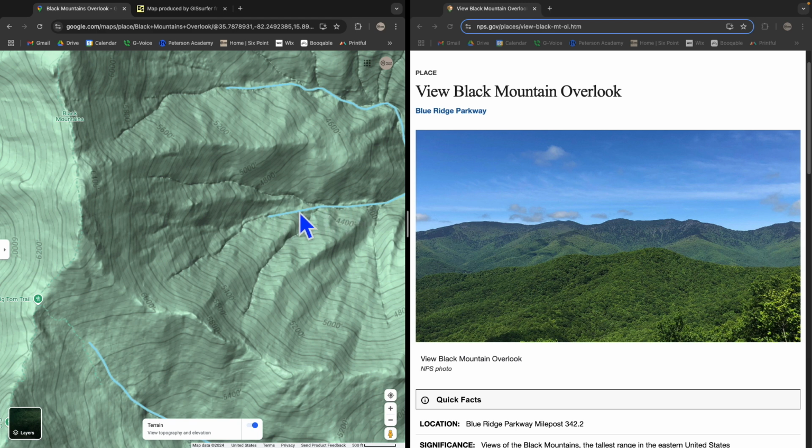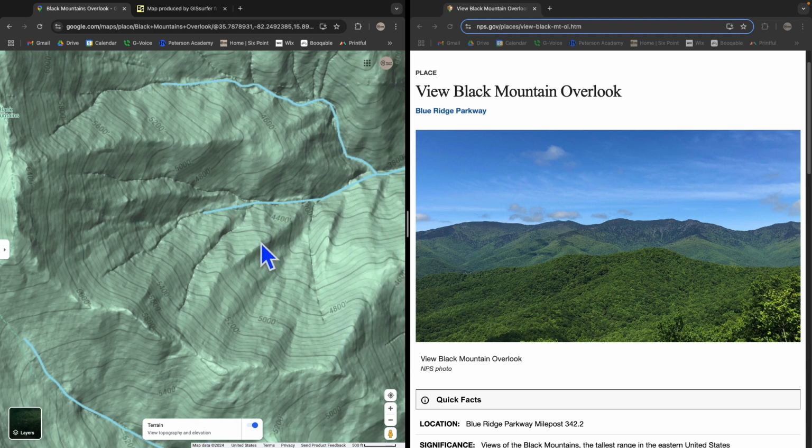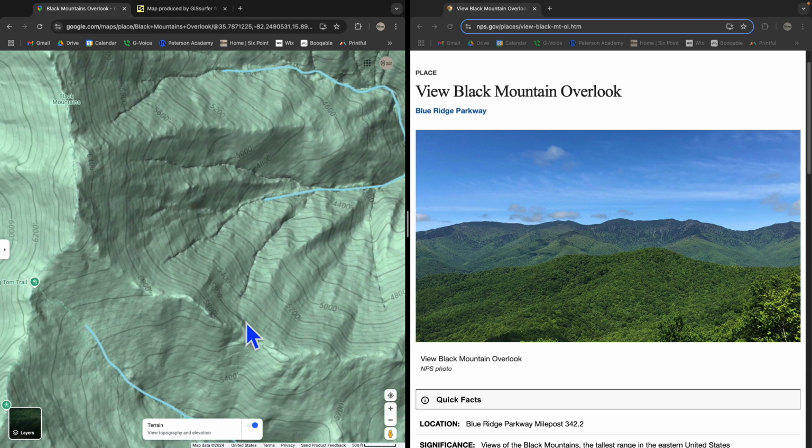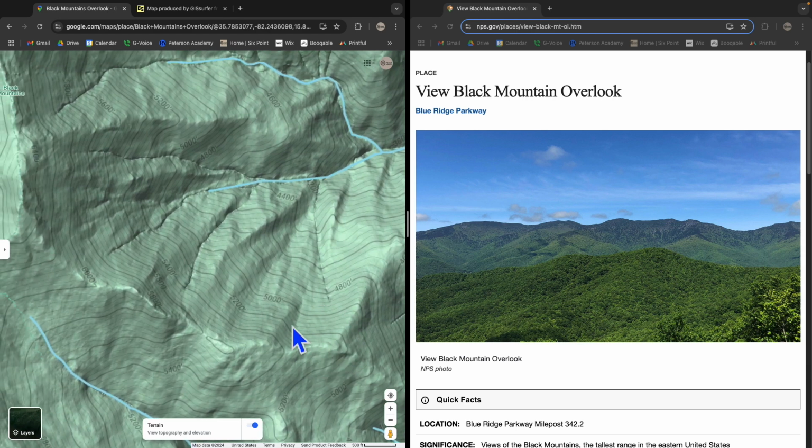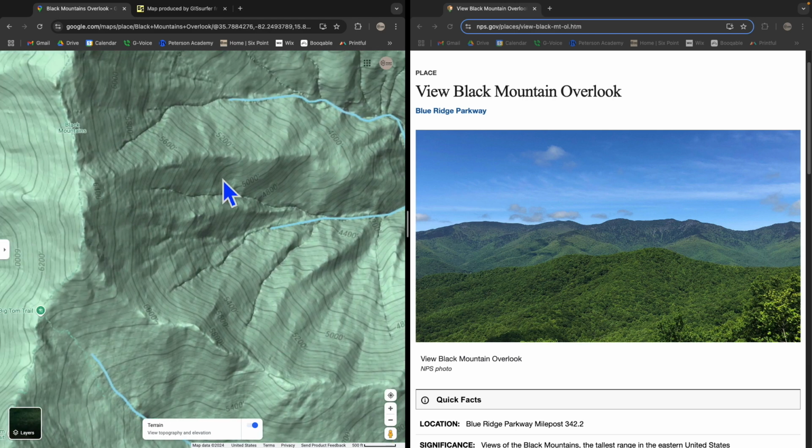Google Maps, good job on your contouring and your design for this. This looks really good. You can really tell this is a drainage, right? Those low-lying areas. And then they really did a good job of highlighting, making this look like it's elevated, which it would be.